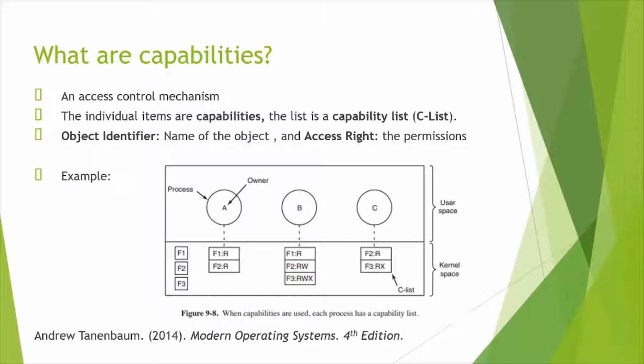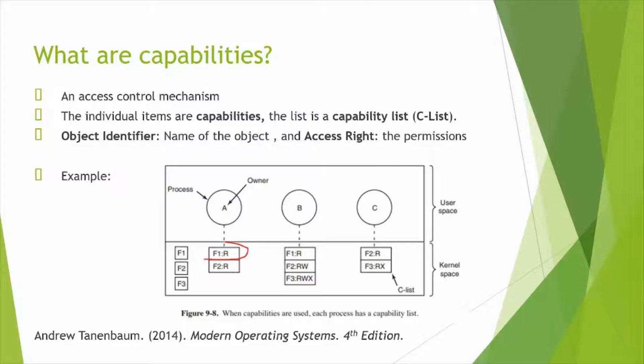So what are capabilities? Well, capabilities are an access control mechanism. In other words, they are a method in which an operating system can grant permissions to an object. When referring to capabilities, the capabilities are the actual individual items in the list. For example, file 1 and read-write permissions. Whereas the capability list, or the C list for short, is the actual list containing the capabilities.